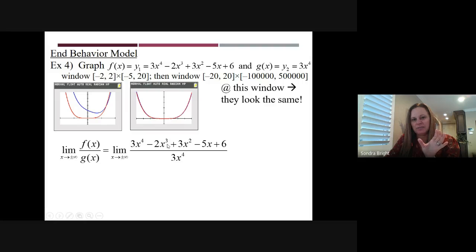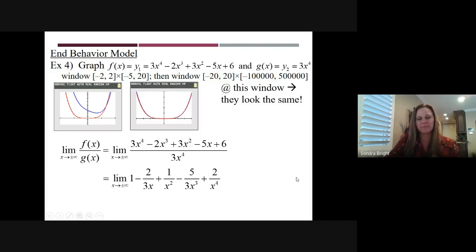This x cubed would cancel. You'd be left with an x in the bottom and the 3 in the bottom. When you split these up, 3 over 3, you just have a 1. x squared over x to the fourth, you've still got an x squared down in the denominator. And then negative 5x over 3x to the fourth, you'll have a negative 5 over 3x cubed. And then 6 over 3x to the fourth would leave you with a 2 over x to the fourth. So I split up each of these fractions, and this is why I do it.